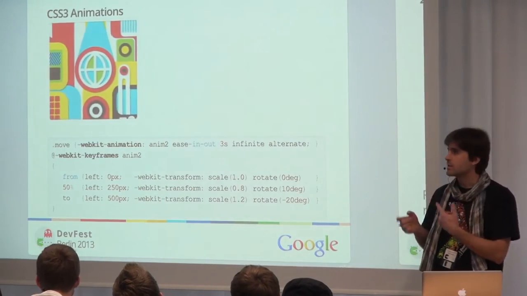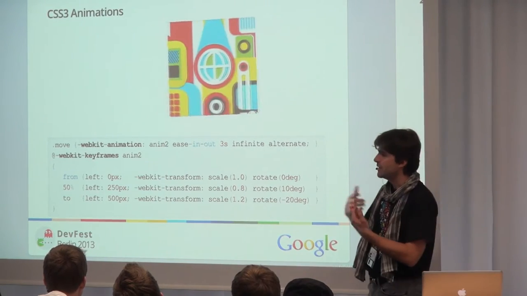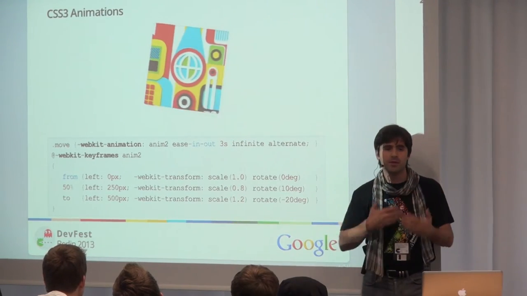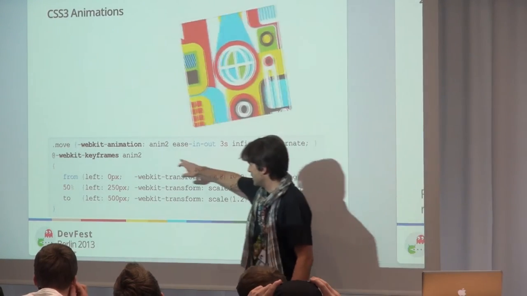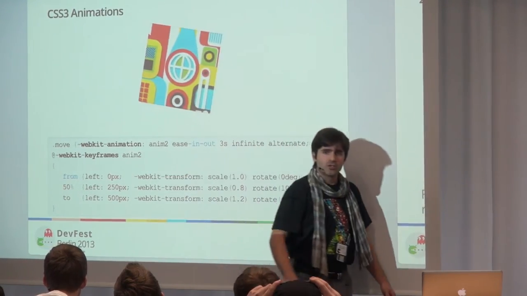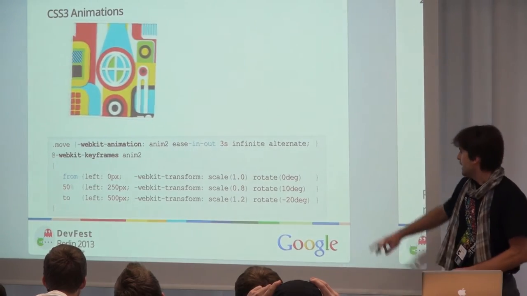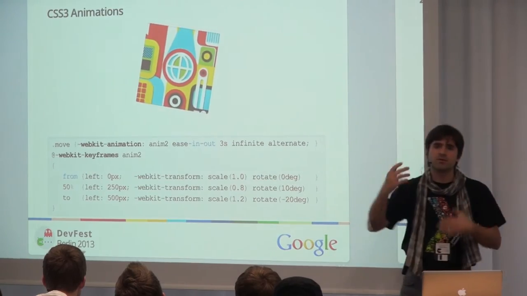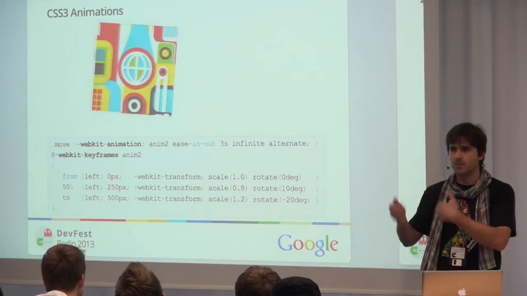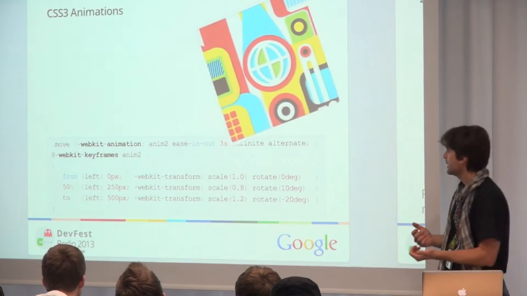There is another syntax that is better suited for long running animations, like looping animations. It's the WebKit animation property. It's just a little syntax change. So this one is not triggered on an event. It's something you define and then you keep it running.